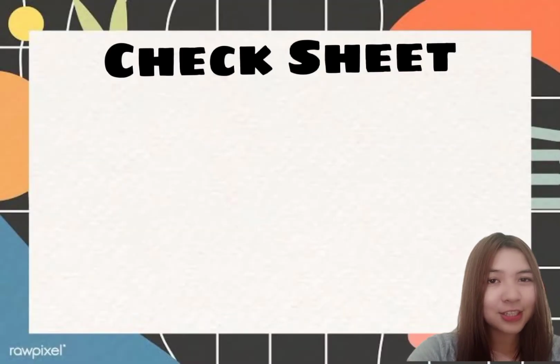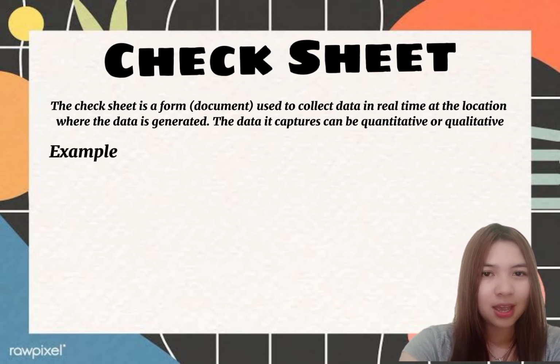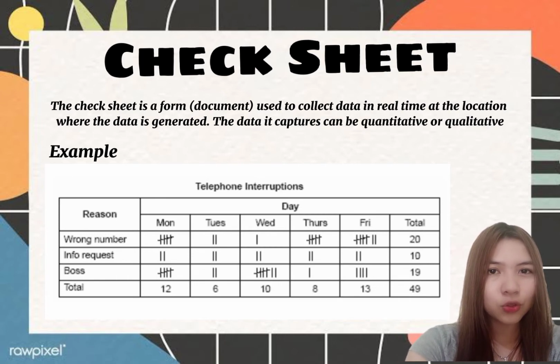And next is the check sheet. A check sheet is a form used to collect data in real time at the location where the data is generated. The data it captures can be quantitative or qualitative. And here are the examples. This figure shows a check sheet used to collect data on telephone instructions. The tick marks were added as the data was collected over several weeks.